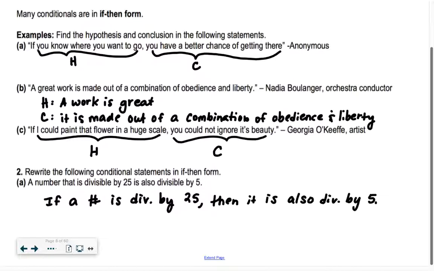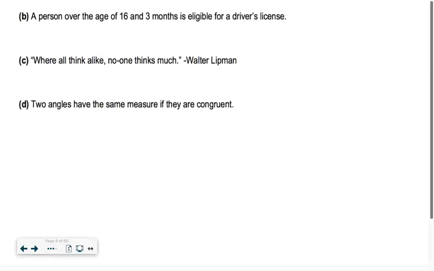All right, so try the next one. Try to write it in if-then form. A person over the age of 16 and 3 months is eligible for a driver's license. So what are we going to say? If a person is over the age of 16 and 3 months, then they're eligible for a driver's license.